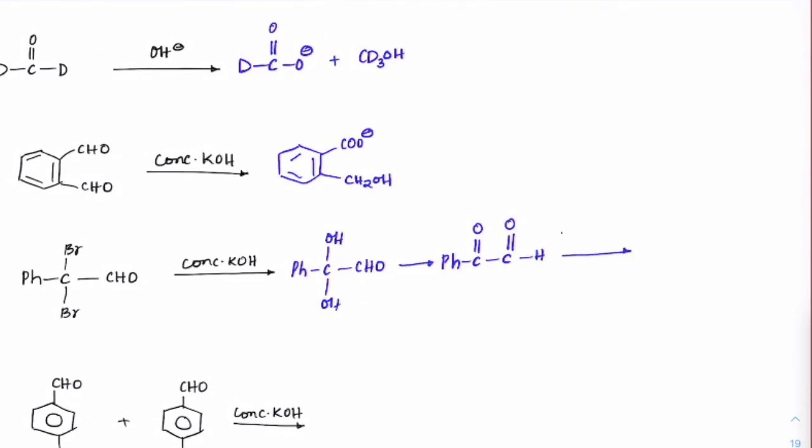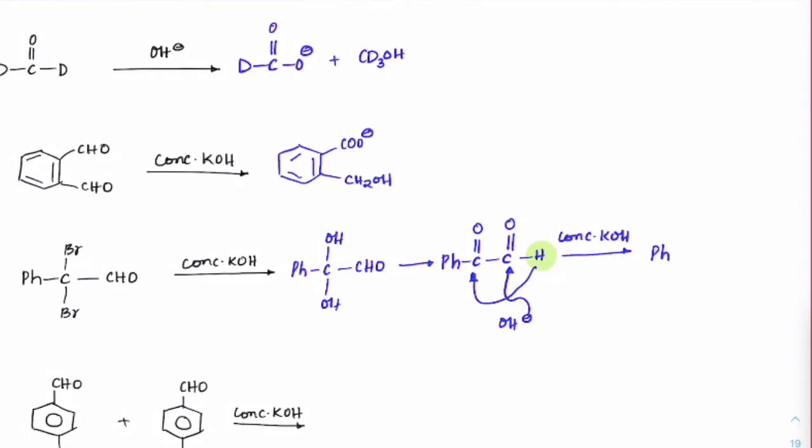So again with concentrated KOH, intramolecular Cannizzaro will take place, and first OH minus will attack the more reactive aldehyde. You can see this side is the aldehyde form. So OH minus will first attack on this side, and then this hydride will shift. You can see this hydride shift will take place to this side. So what is the product?